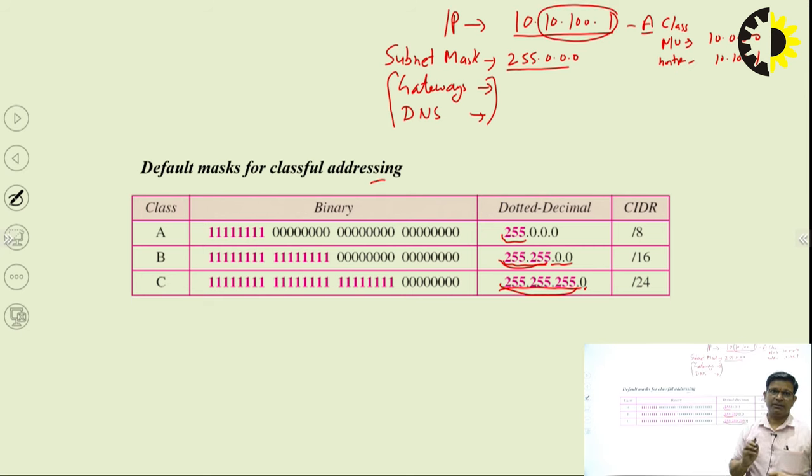24 bits. So these will be the host bits. How many hosts? 2 to the power 24 minus 2. These are the number of hosts a single class A IP address can hold. So there are a huge number of hosts.